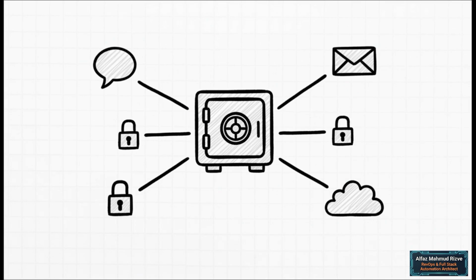And let's not forget about security. Every single one of those API calls we just made, to the enrichment tool, to Slack, to our email provider, is being authenticated safely and securely through that central credentials vault we set up. No secret keys are floating around, everything is locked down.